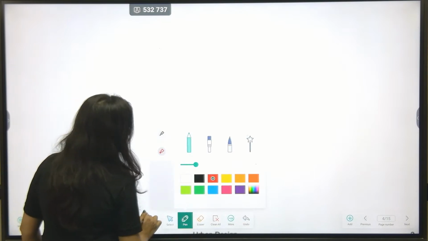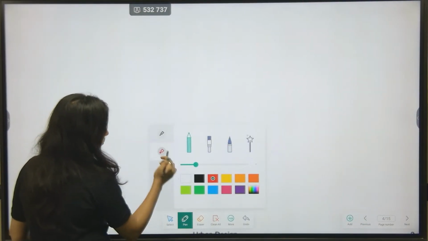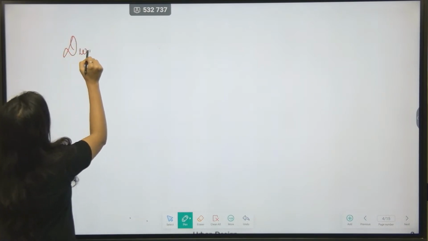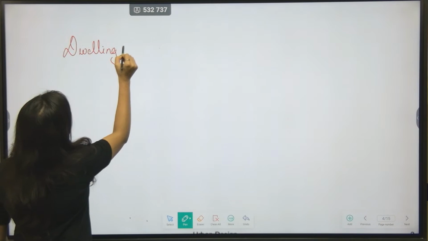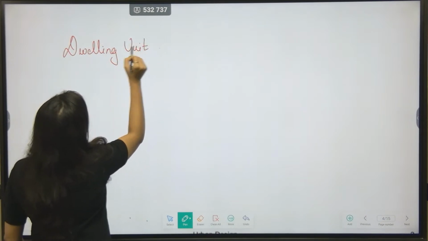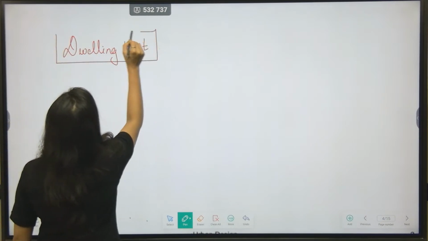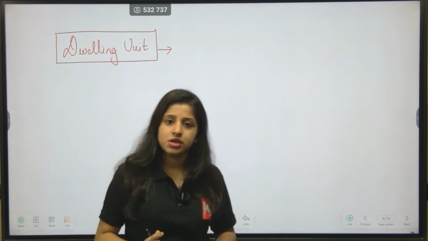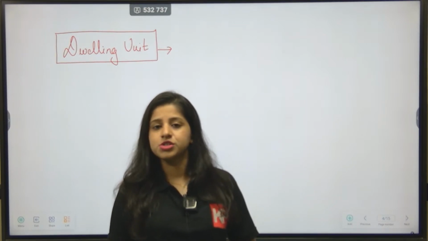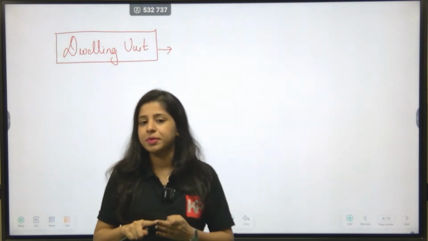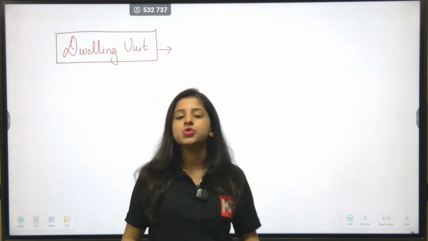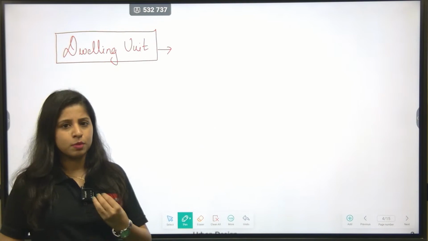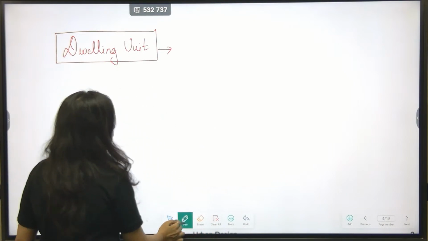First term is your dwelling unit. First concept is the concept of dwelling unit. Dwelling unit is what? It is a structure which has all the facilities of living, bathing, sleeping and eating, in which one or more people live. Basically, this is the definition from NBC. Okay, so let me write it down first and then I'll explain.